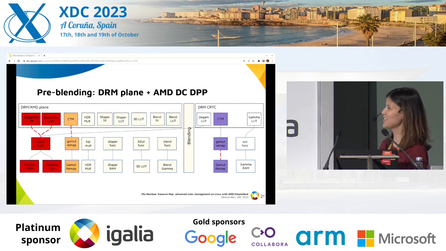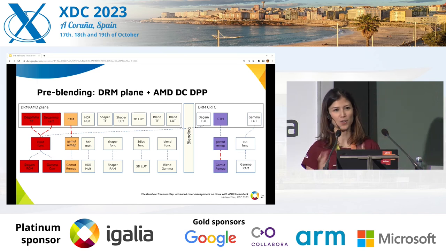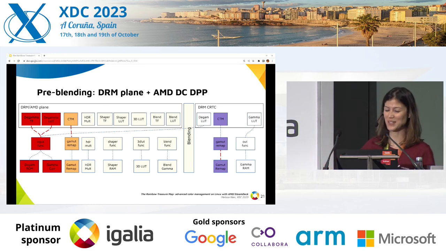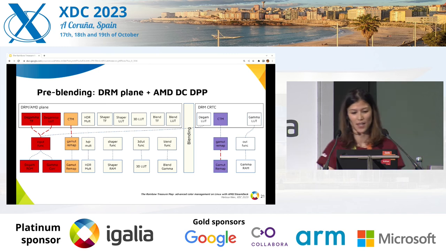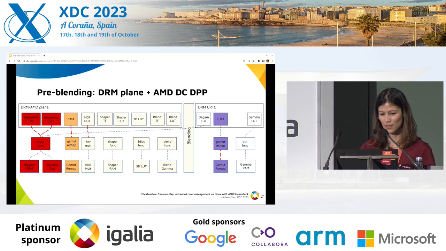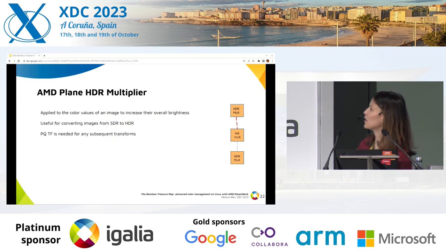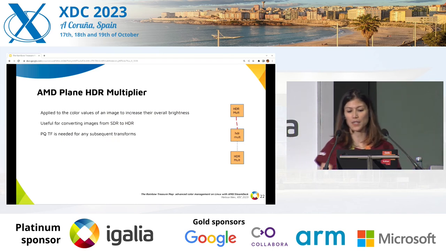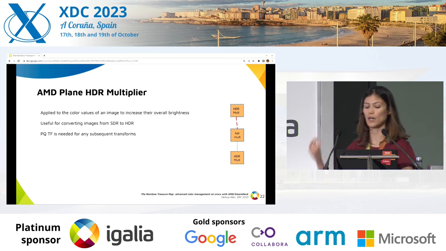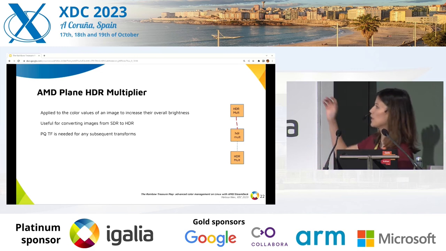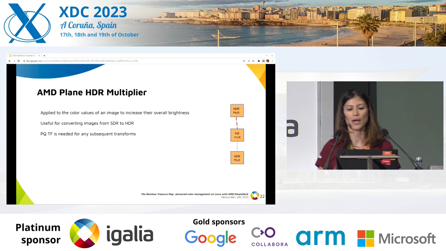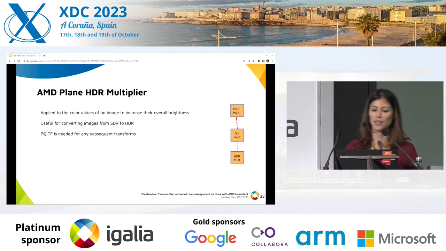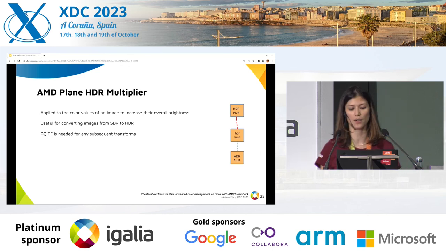Next, the HDR multiplier. It's a factor applied to the color values of an image to increase their overall brightness. It's useful for converting images from standard dynamic range to high dynamic range, HDR. And it can range beyond 0 and 1, so subsequent transforms need to use PQ transfer functions.